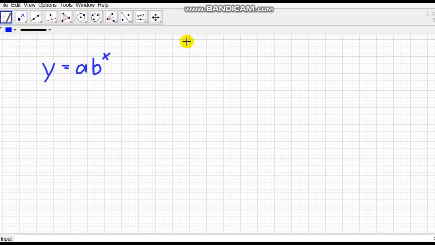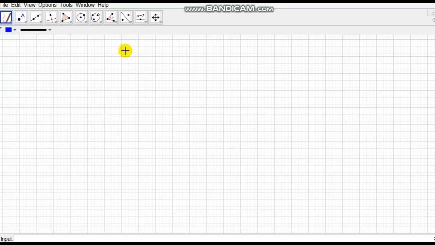In discussing exponential models, we may encounter a particular variable. This variable is e. e is equal to 2.71828, so on and so forth. It's a number that never ends, and we may encounter this whenever we discuss exponential models.